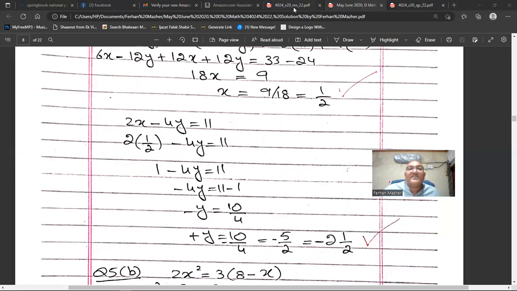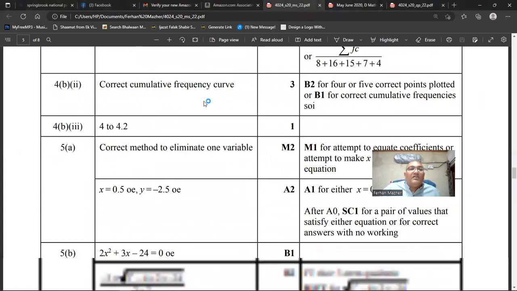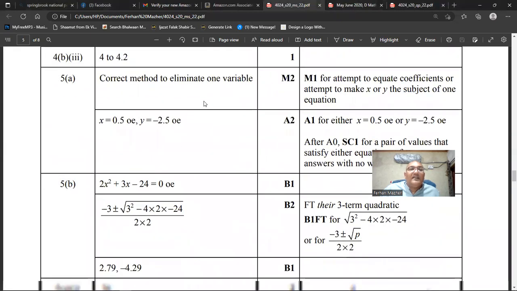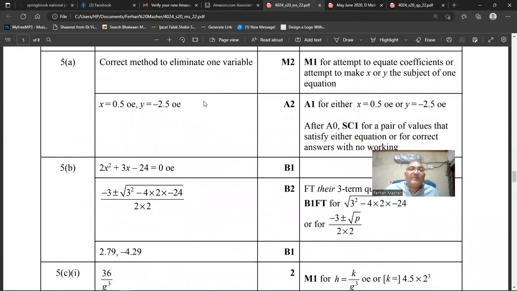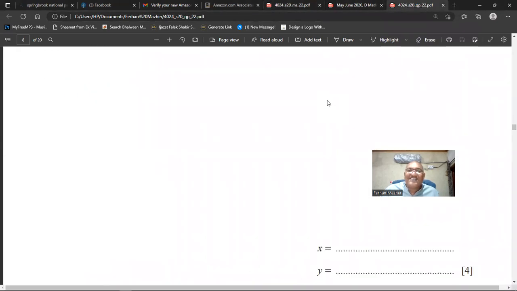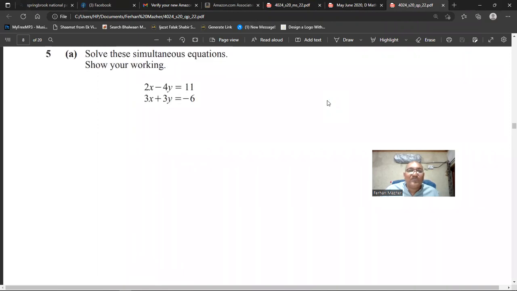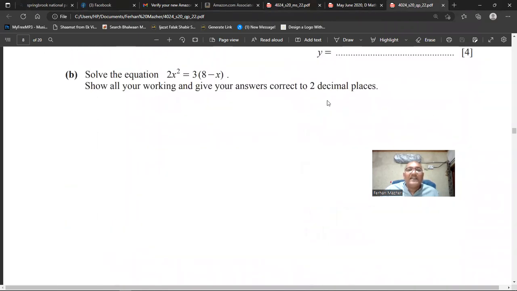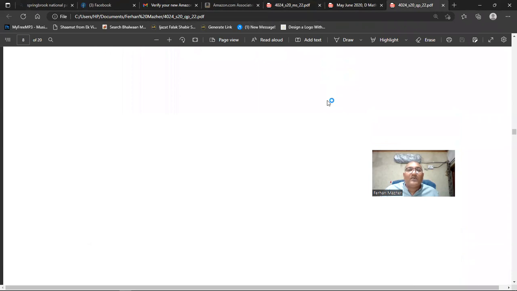Let's check our answers. You can see here, 0.5 and minus 2.5 are the answers. So our answers are right. That was a 4-mark question. You see, simultaneous equations are very important. Then we have a 4-mark question again.